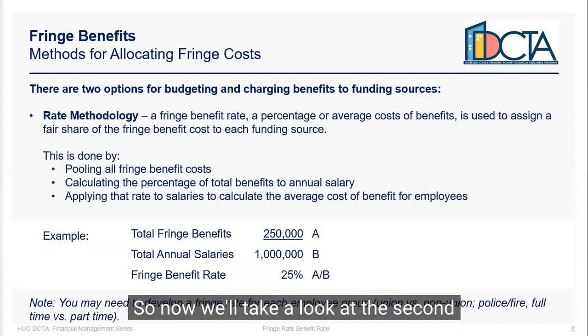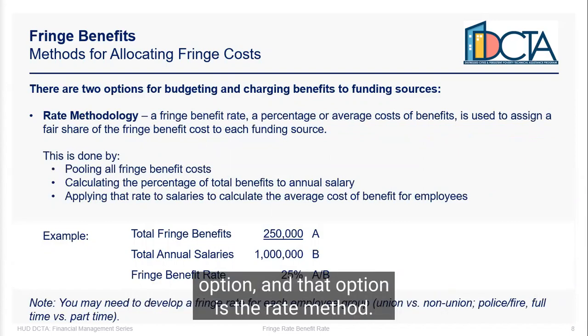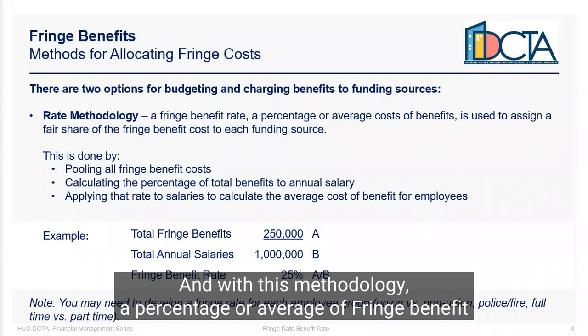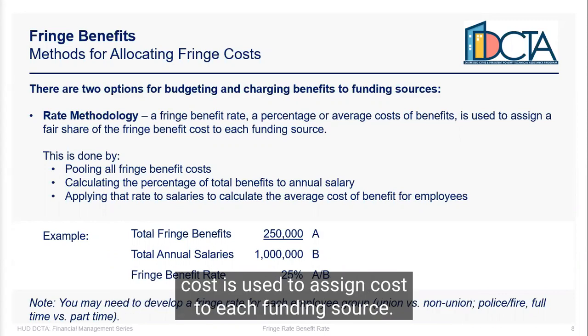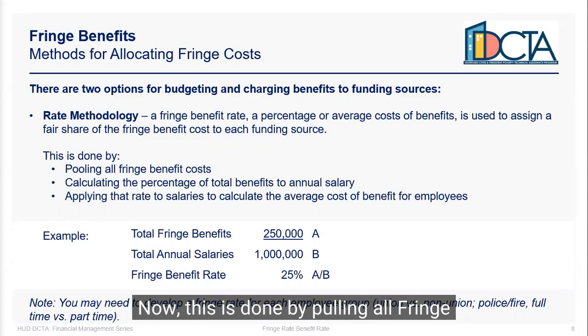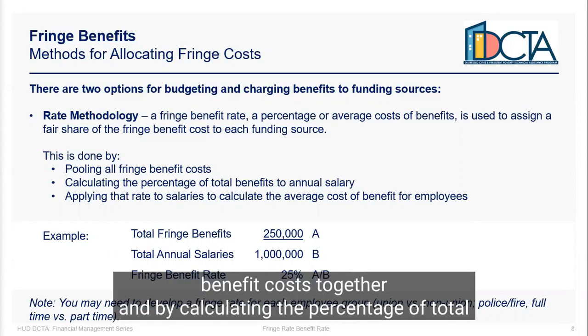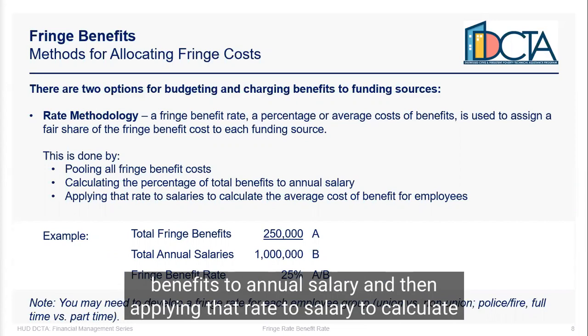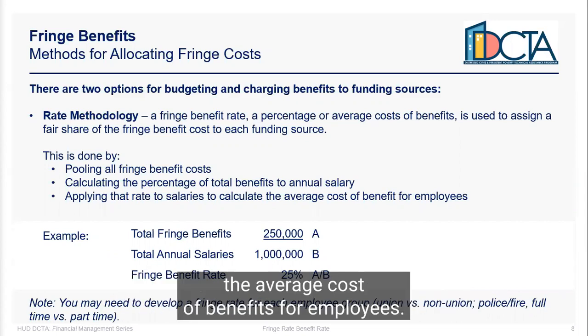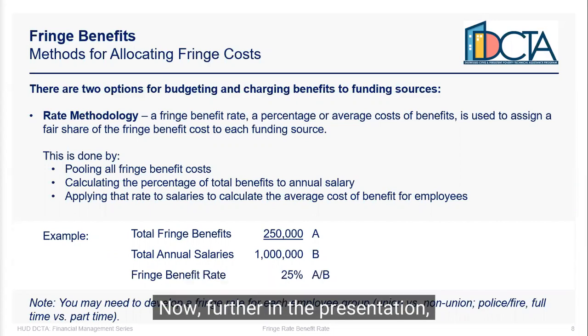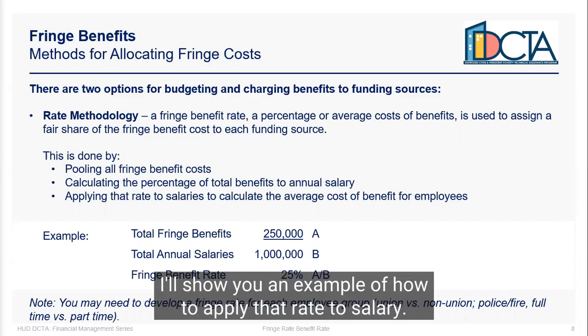Now we'll take a look at the second option, and that option is the rate method. With this methodology, a percentage or average of fringe benefit costs is used to assign costs to each funding source. This is done by pooling all fringe benefit costs together and calculating the percentage of total benefits to annual salary, and then applying that rate to salaries to calculate the average cost of benefits for employees. Further in the presentation, I'll show you an example of how to apply that rate to salaries.